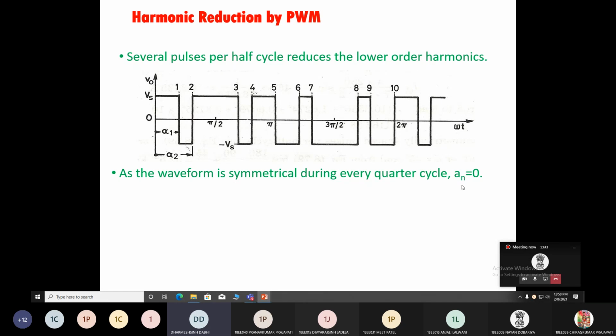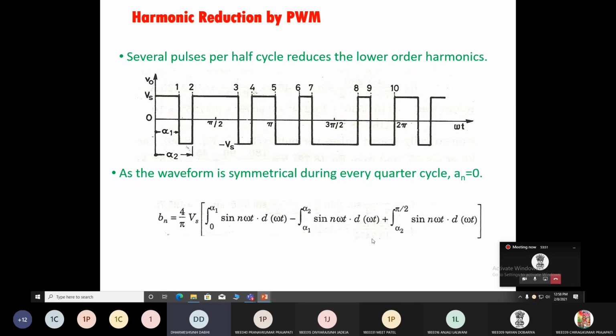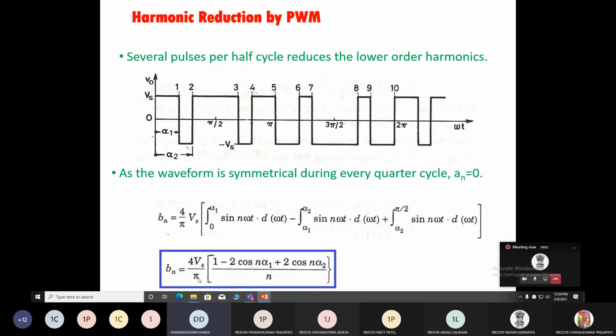So in that case, you get the A0 and An values as 0. Only the Bn value is present and the value of Bn is this one. Here I directly write this equation, not derive it. So here only the Bn component of the Fourier analysis is present in your output voltage. The value of Bn is 4 Vs by n pi, bracket 1 minus 2 cos n alpha 1 plus 2 cos n alpha 2. Alpha 1 is this angle and alpha 2 is this angle.